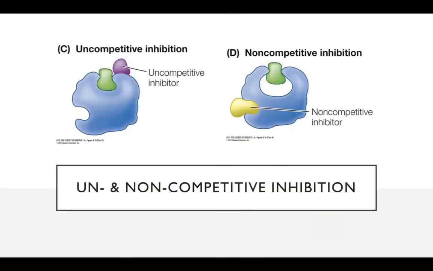There's also uncompetitive and non-competitive inhibition. In uncompetitive inhibition, an inhibitor binds to the enzyme-substrate complex and prevents the release of any products. In non-competitive inhibition, an inhibitor binds to an allosteric site. An allosteric site just means a site that's away or separate from the actual enzyme-substrate complex. So an inhibitor can bind to the allosteric site, which changes the actual active site structure, preventing any binding.